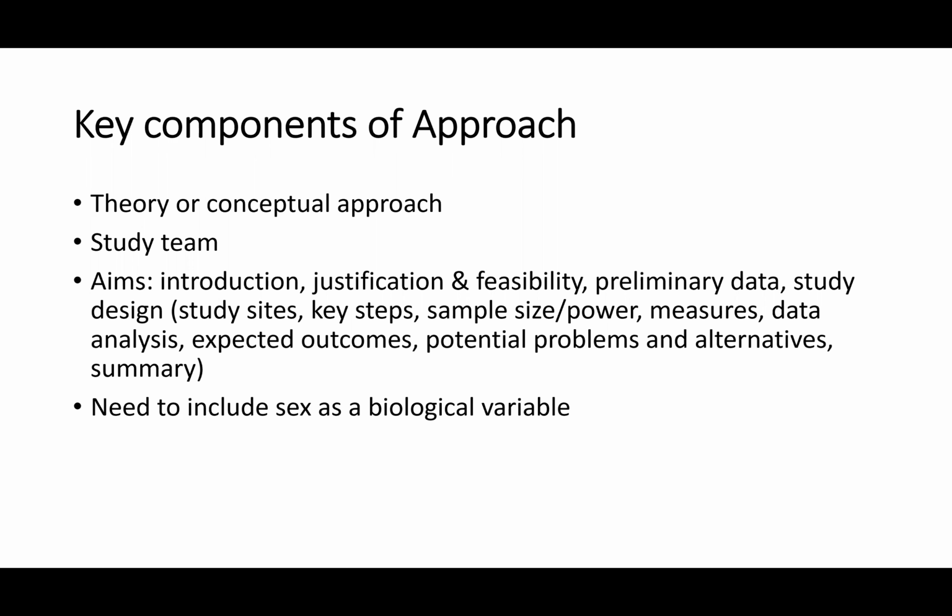In terms of your aims, the typical approach to organizing aims within the approach section, I first have an introduction and I signpost and tell people, what is this aim about? And then, from the introduction, which is about a paragraph or so, I'll go into justification and feasibility. This is not the data that I've published, but this is framing the aim and saying, why is this topic so important? Why is this feasible? It's a rationale, justification, and then preliminary data.